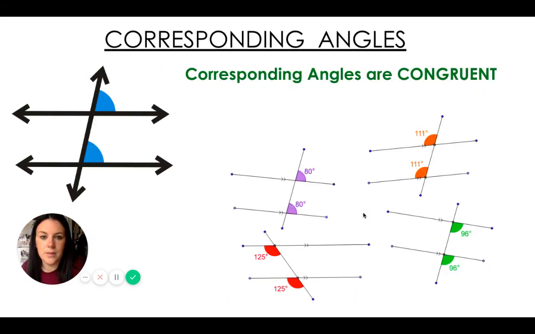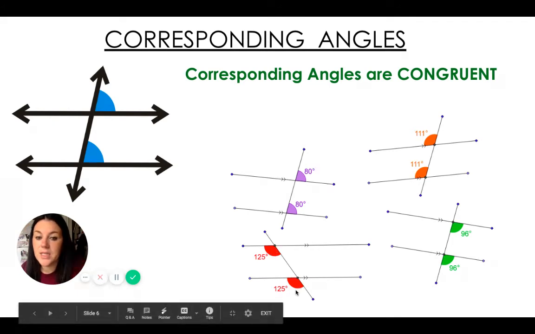So let's go back to the picture. Here's some more examples. This 80 degrees corresponds to this 80 down here. They're congruent, they're equal. This 125 is the same as this one. Same seat, different table. Corresponding, corresponding. And they are congruent. Say congruent.